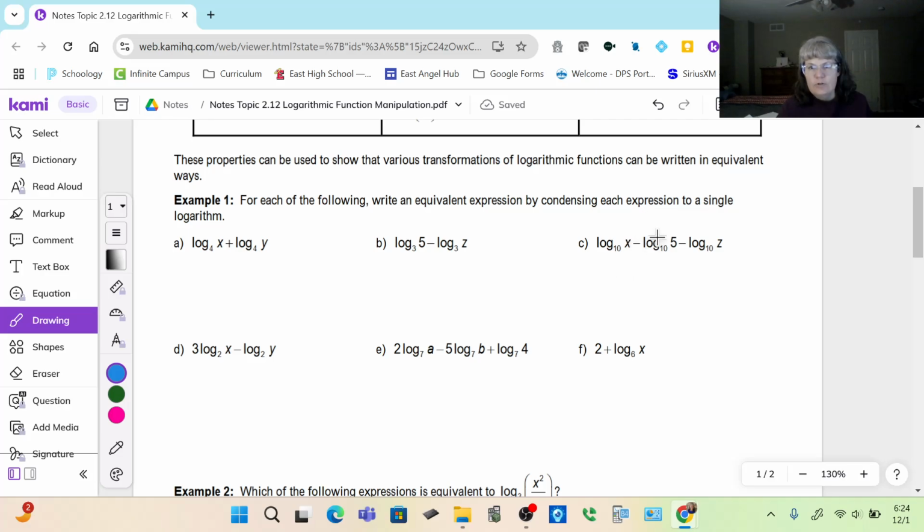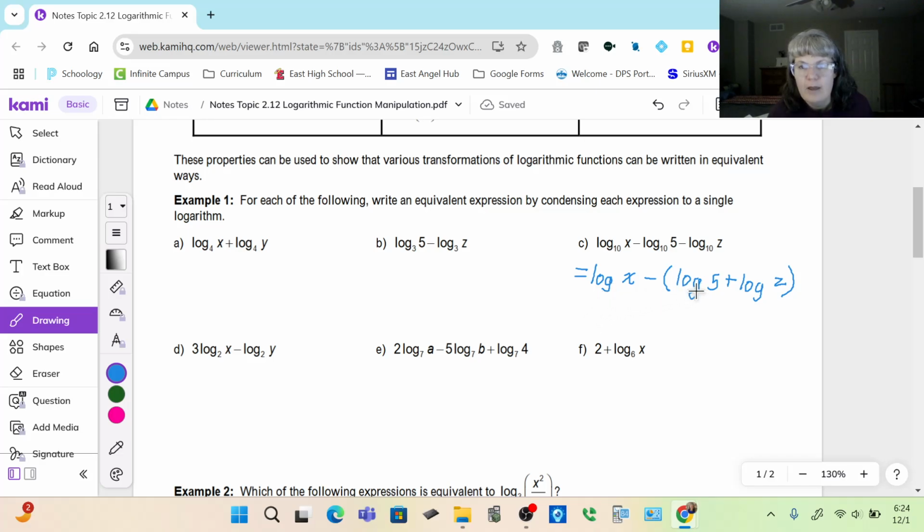So for C, you'll notice that it isn't just one subtraction, but two subtractions. Anytime you see multiple subtractions in a logarithmic expression, you want to rewrite it by factoring out the -1. I know we don't see it, but it's as if each of these have a -1 in front of them. So I'm going to factor out that -1, and that's going to give me log of 5 plus log of z. Now, if you're wondering what happens to the 10, remember, log base 10 is the common log. And when it's the common log, you don't have to write the base.